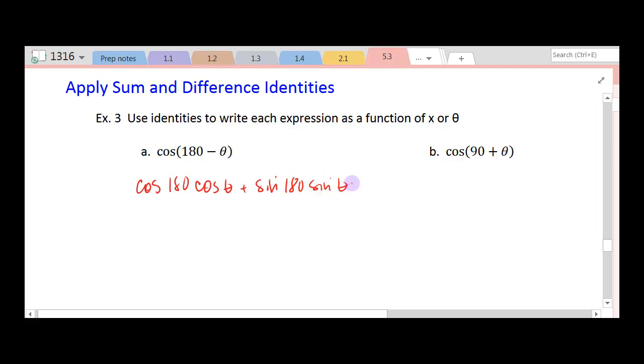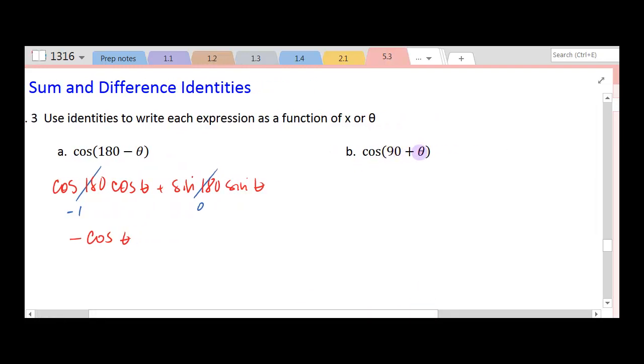And we're going to simplify that because I know that the cosine of 180 is actually negative 1 and the sine of 180 is 0. So what happens is this section over here becomes negative cosine theta, and then this just becomes 0. So that's the answer when I simplify it. Let's try one more like that.